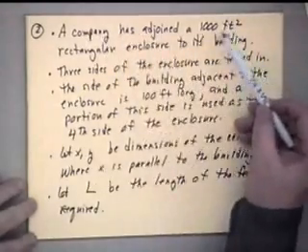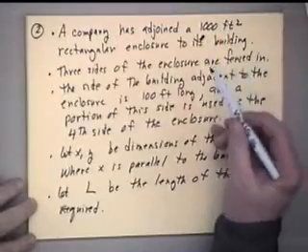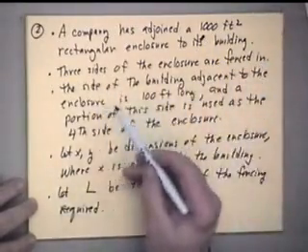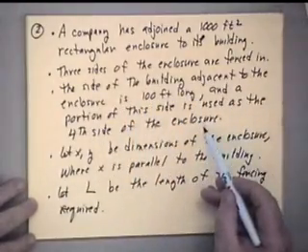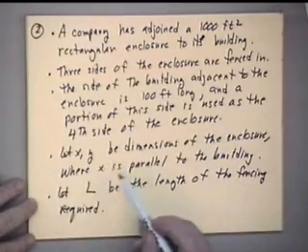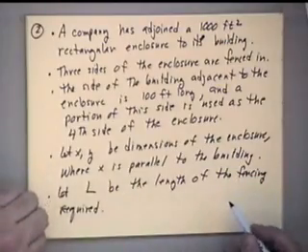A company has adjoined a 1,000-foot squared rectangular enclosure to its building. Three sides of the enclosure are fenced in. The side of the building adjacent to the enclosure is 100 feet long, and a portion of this side is used as the fourth side of the enclosure. Let's call the dimensions of the enclosure x and y, where x is measured parallel to the building. Let L be the length of the fencing required.